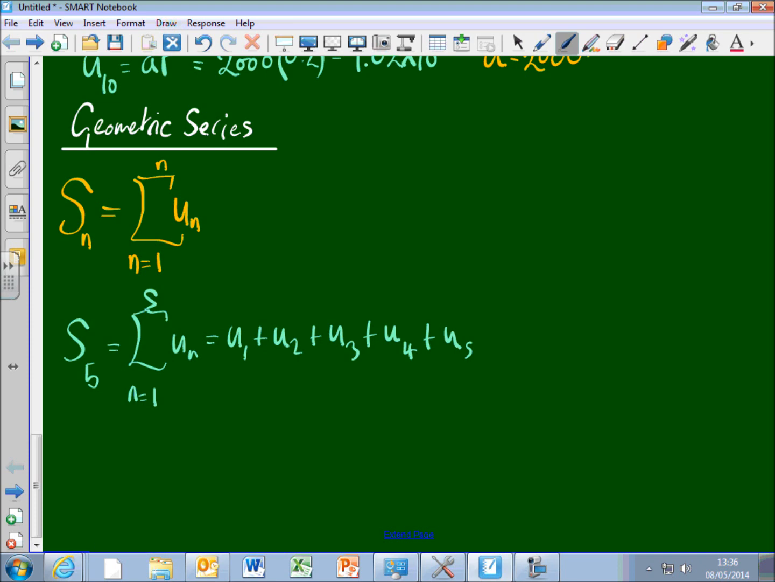Now sometimes in the questions it'll try and confuse you a little bit. I could do a series from n equals 3 to like 5, say. Yeah? What would that be? That would be u3 plus u4 plus u5. So the number on the bottom tells you where to start in the sequence, and the number on the top tells you where to go to.